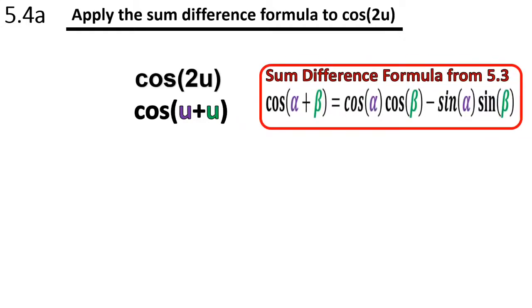We will begin by deriving the double angle formulas for cosine. To apply the sum difference property, we will need to rewrite 2u as u plus u. Here is the sum difference property from 5.3. Alpha is u and beta is u, so if we apply the property, we will get.